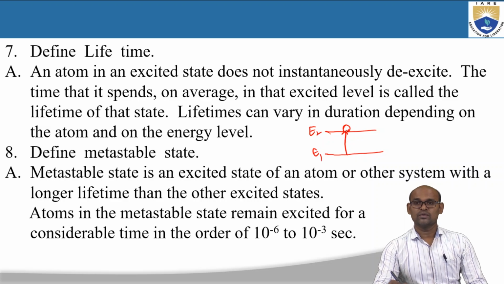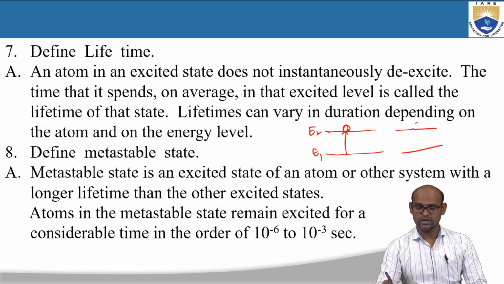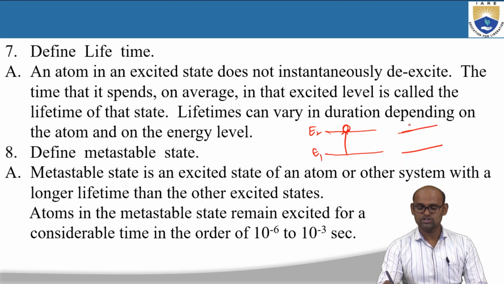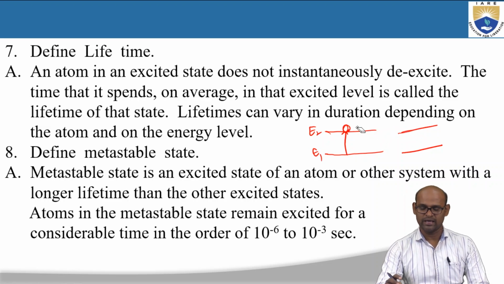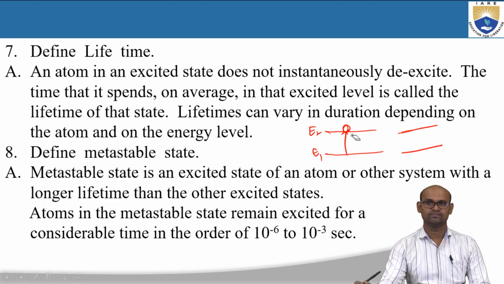So this atom can undergo spontaneous emission. Now the atom is in the excited state, so it can decay spontaneously from E2 to E1. Before decaying to the ground state E1, how much time does the atom spend in the higher energy level E2? That is called lifetime. The amount of time that is spent by an atom in a higher energy level is called lifetime.